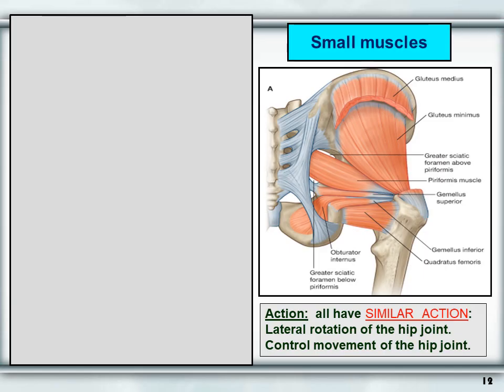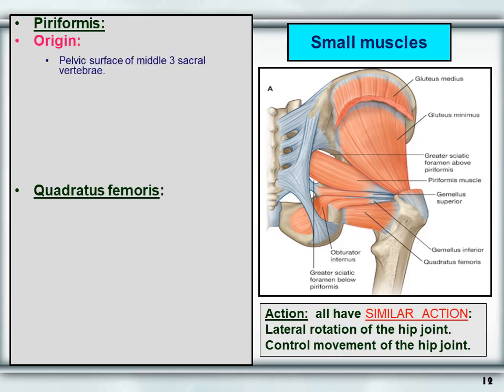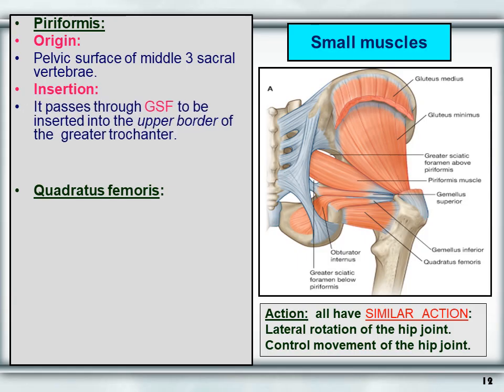After the small muscles, there are the piriformis and quadriceps femoris. The piriformis muscle originates from the pelvic surface of the middle three sacral vertebrae. It passes through the greater sciatic foramen to insert into the upper part of the greater trochanter. The nerve supply is the anterior rami of sacral 1 and 2.